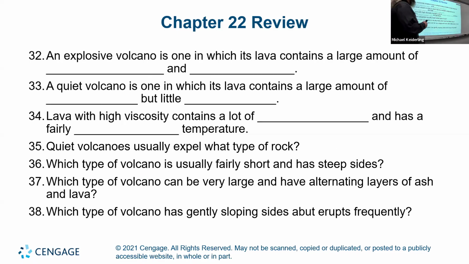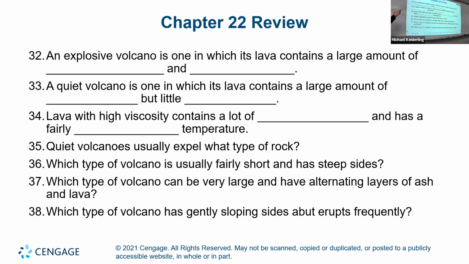An explosive volcano is one in which its lava contains a large amount of silica and dissolved gas. And a quiet volcano is going to be one that its lava is hot, little silica, little dissolved gas. Don't know why there's a large amount there.